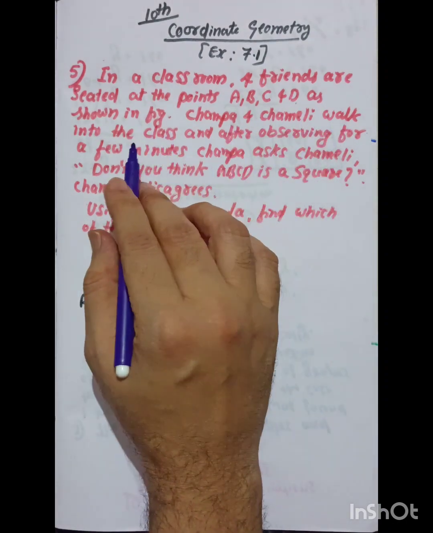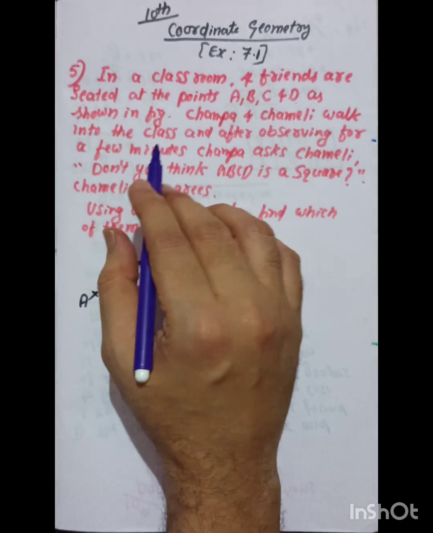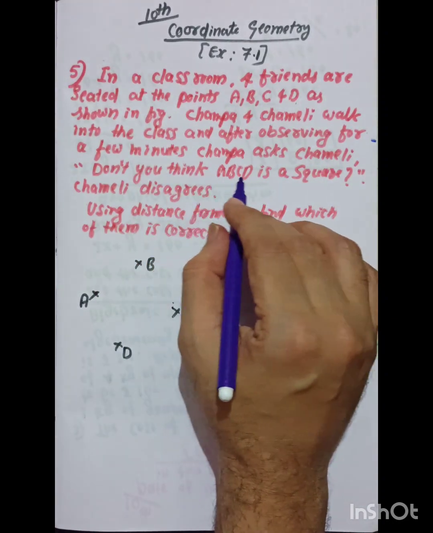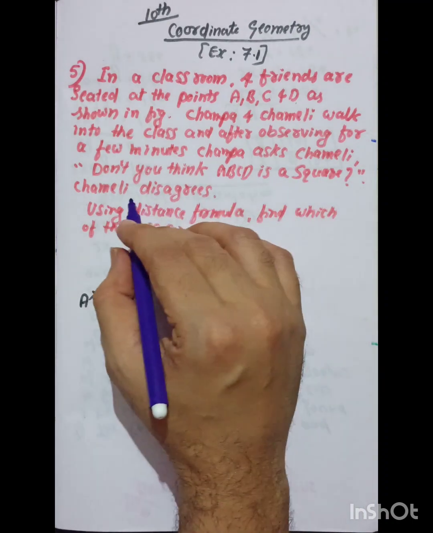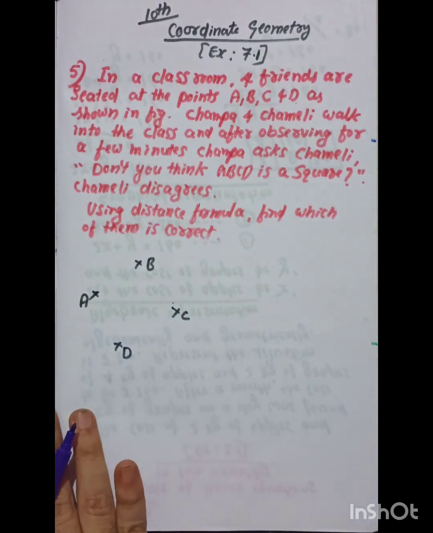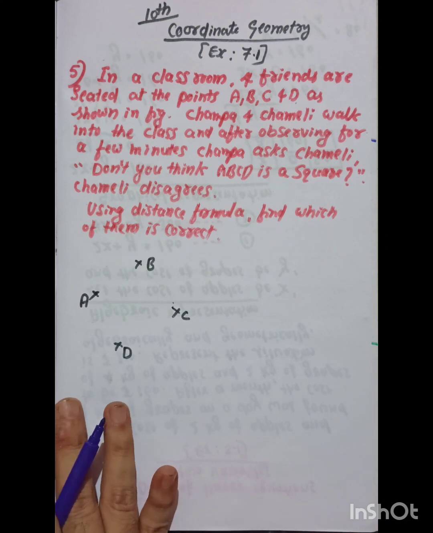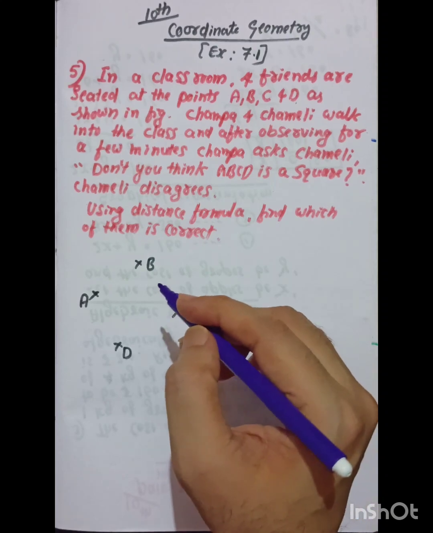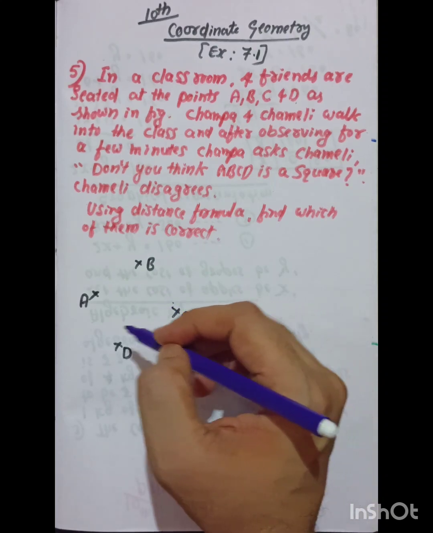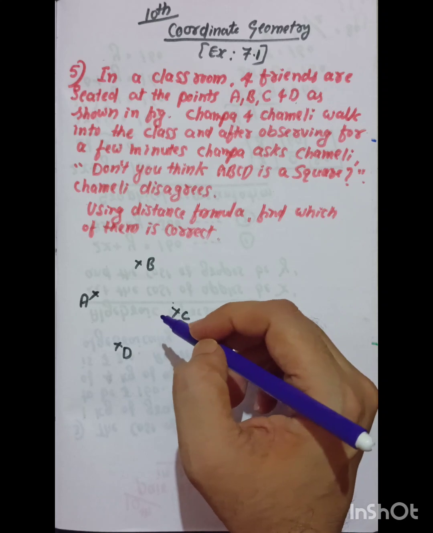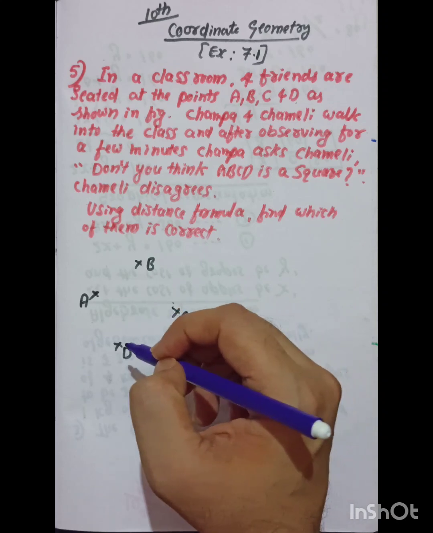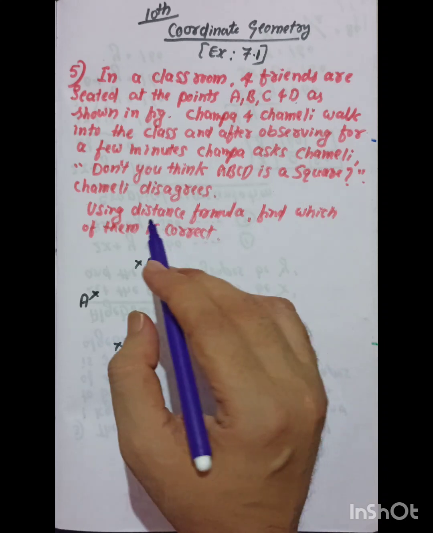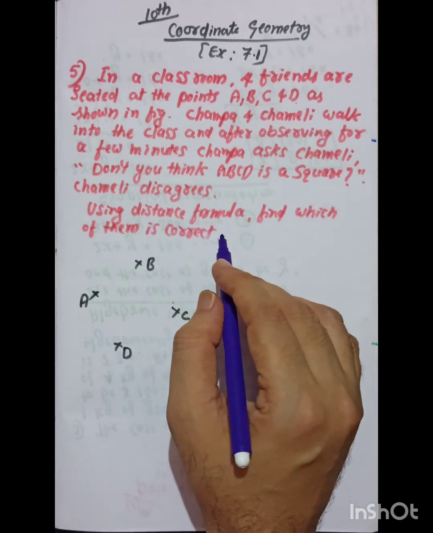Champa and Chameli walk into the class, and after observing for a few minutes, Champa asks Chameli, "Don't you think ABCD is a square?" Chameli disagrees. As per the figure, ABCD are four friends seated in a classroom, and after observing the sitting places, Champa said that ABCD are seated in the position of a square, but Chameli disagrees. Using the distance formula, find which of them is correct.